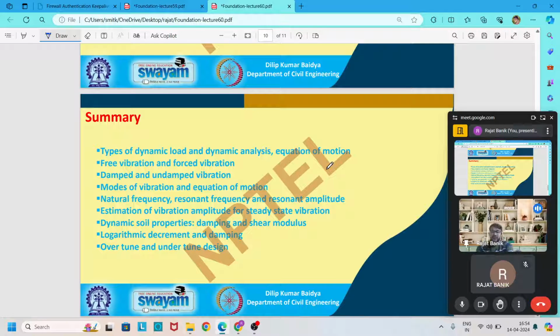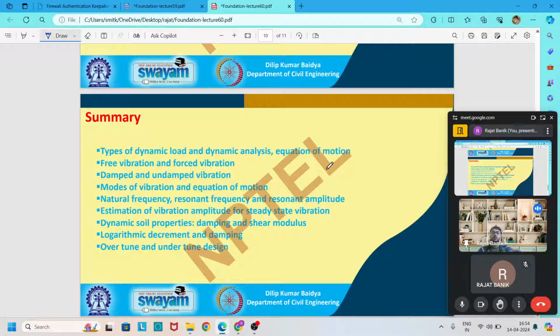Here we study free vibration and forced vibration. In free vibration, there are two types: undamped free vibration and damped free vibration. Also in forced vibration, we study undamped forced vibration and damped forced vibration. We also go through the mathematical equations for the different types of vibration and solve the equations and find out the response of the soil for this type of vibration, and find out the modes of vibration, the equation of motion, natural frequency, and resonant amplitude.